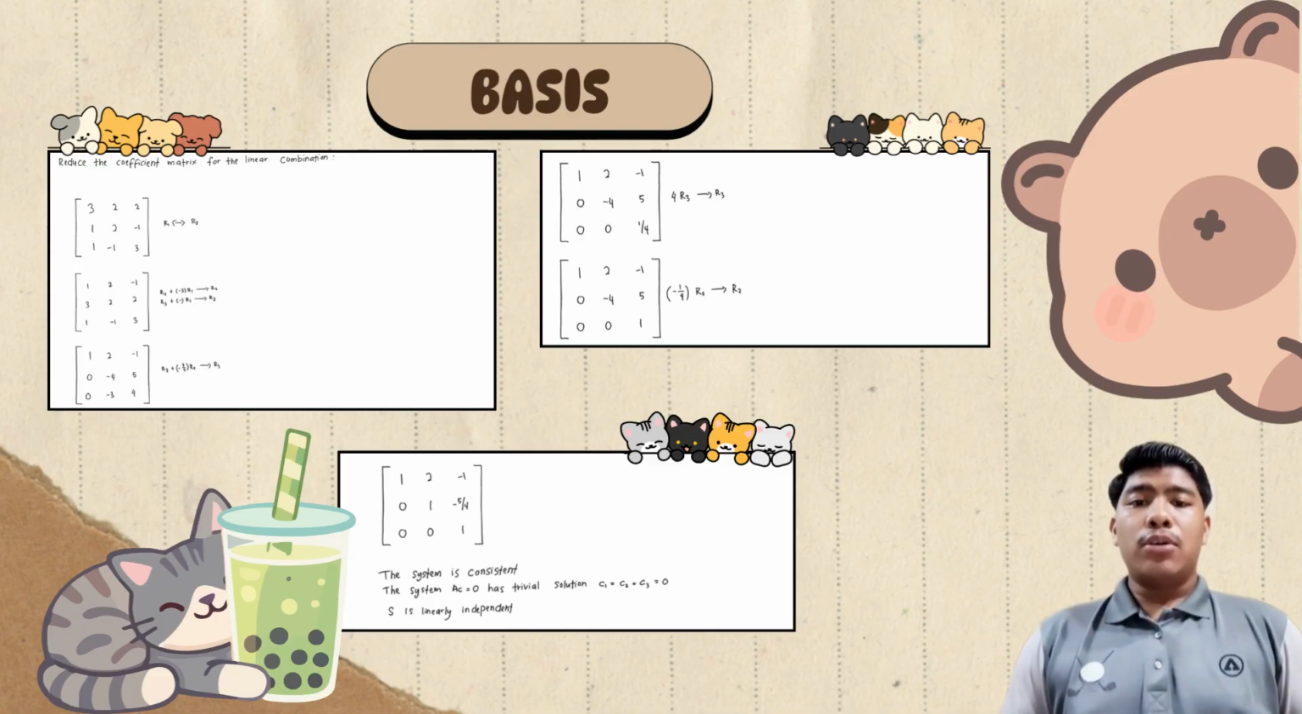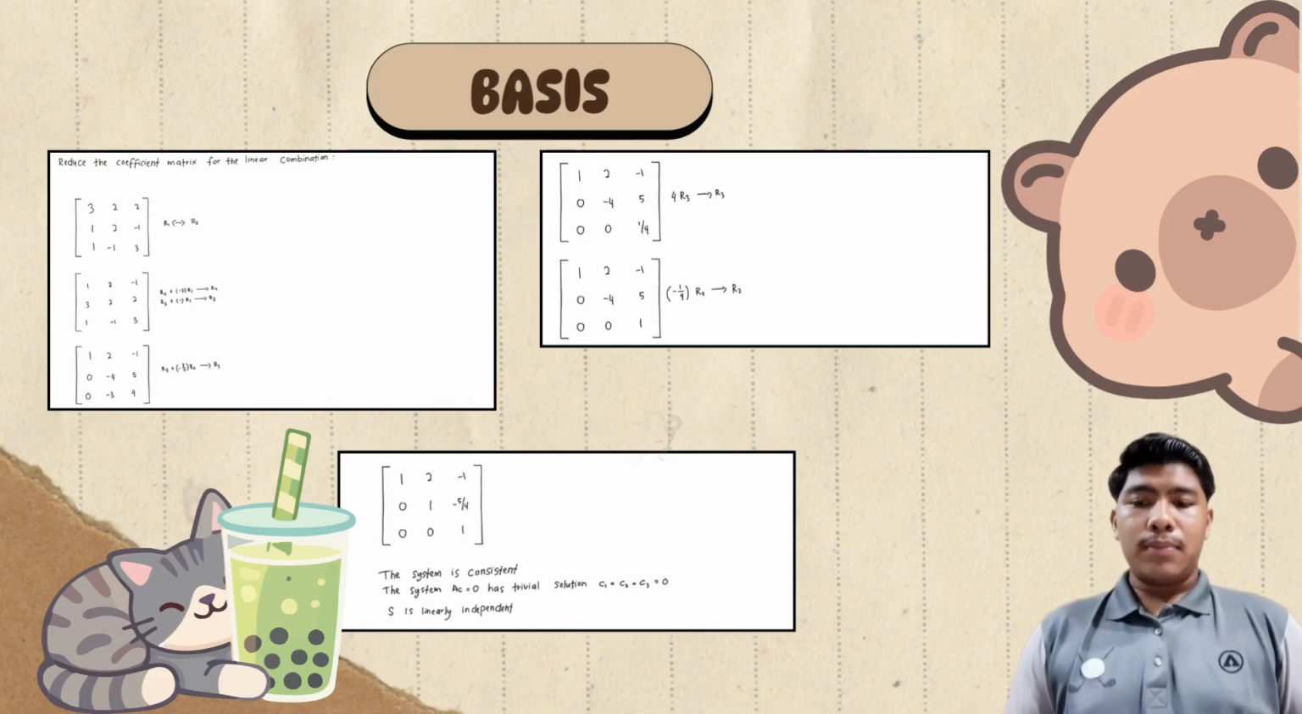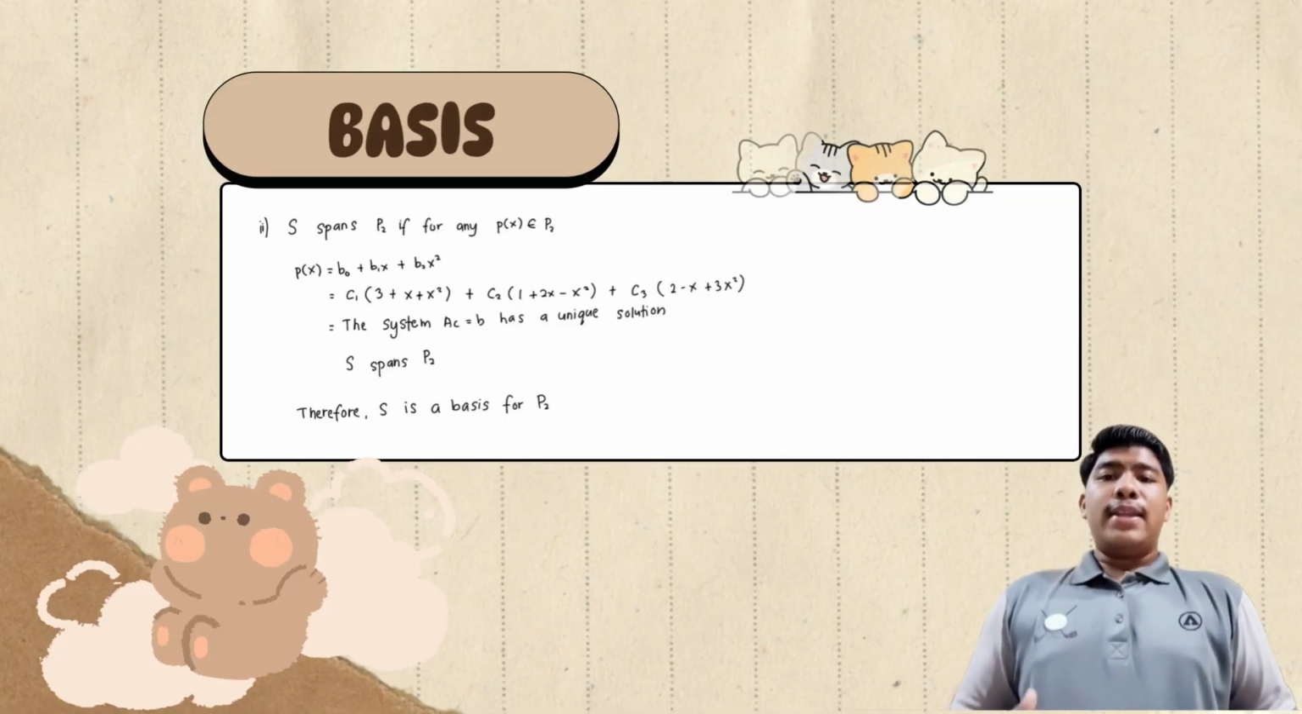Therefore, the system has only the trivial solution. Hence, the set is linearly independent. Next, we verify that the set spans.